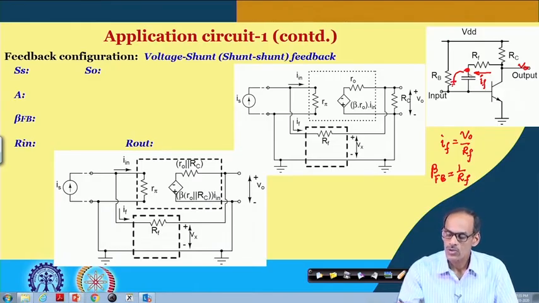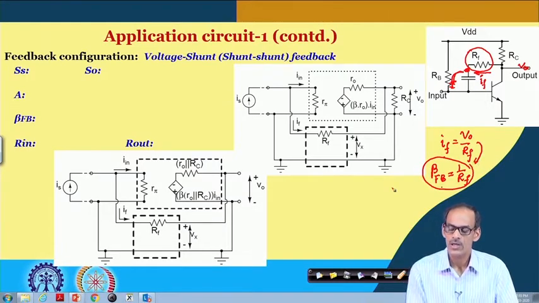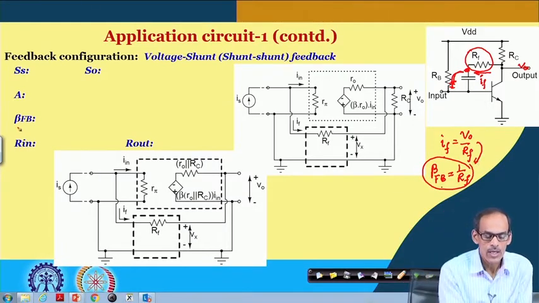If there is no load at this output port of the feedback network, namely if I connect 0 resistance to ground, then whatever current we get is the I f, and using this equation we get the beta f b, which is unloaded. So, we can say beta f b of this feedback network is 1 by R f.